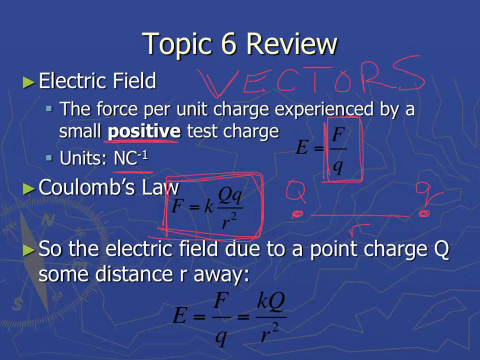Now, if we combine these two into a super equation to represent electric field strength, we can take force, plug it in down here, and we see that the Q's cancel out, and so what we end up with is an expression for electric field strength, KQ over R squared. And this allows us to find the strength, or the force per unit charge, on a small positive test charge at any distance or in any area around some other charge that we might be looking at.